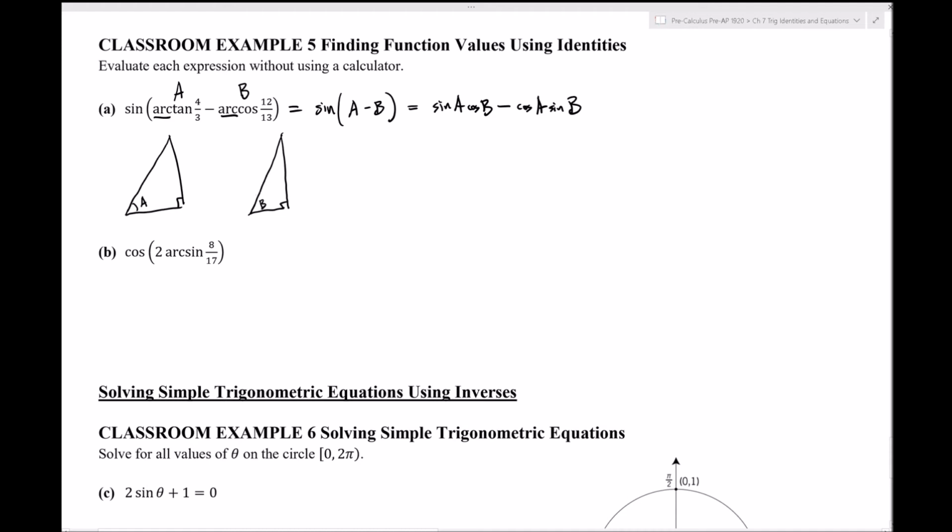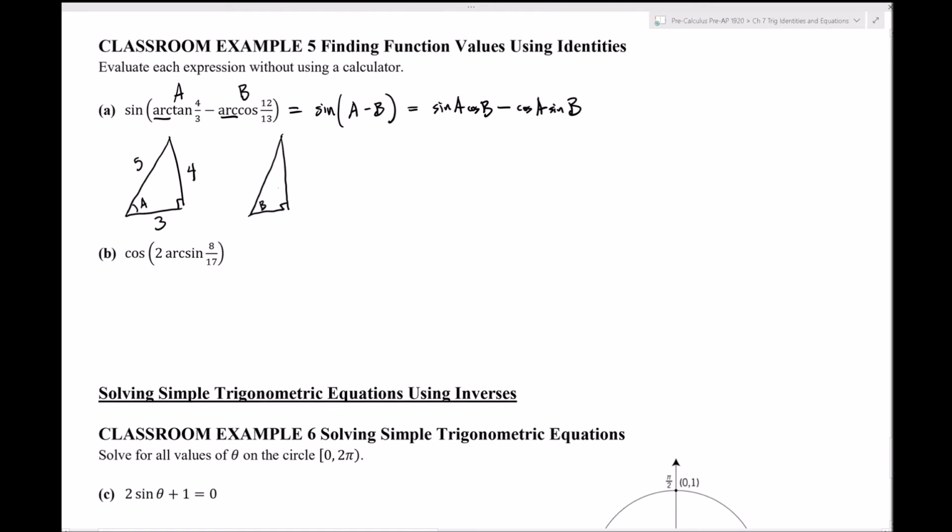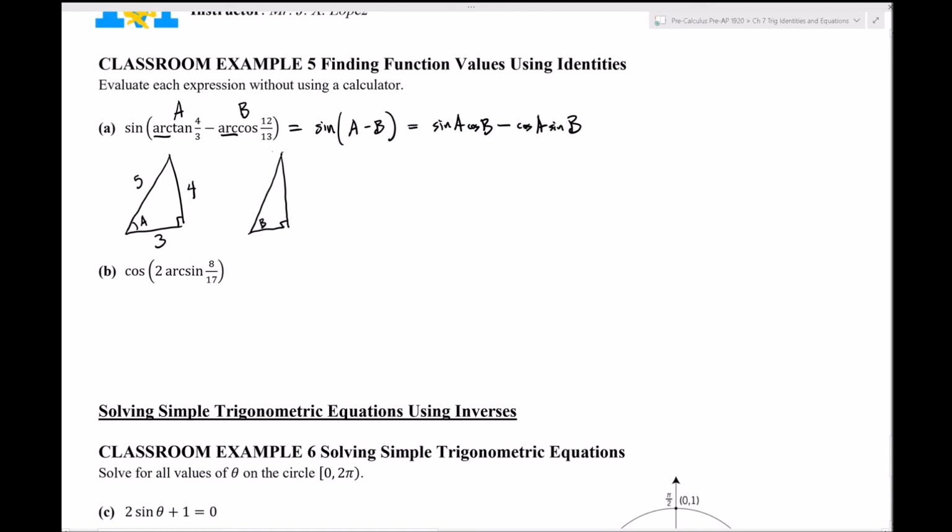Okay, so in the first case, A has a tangent of 4/3. Tangent is opposite over adjacent. This is a 3, 4, 5 triangle. Now in the other one, B is cosine. Cosine of B is 12 over 13. Cosine is adjacent over hypotenuse. I didn't draw it to scale, basically, but either way. So what's the other one? I want to say that this is a 1. That's another special right triangle, but we can try.